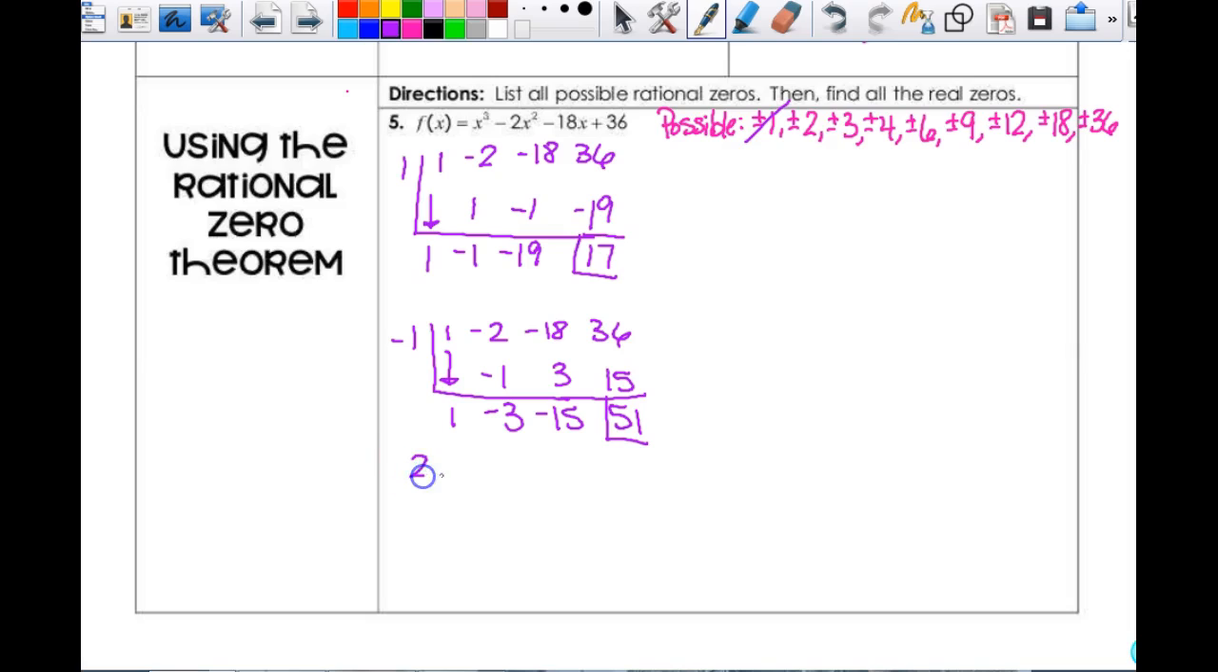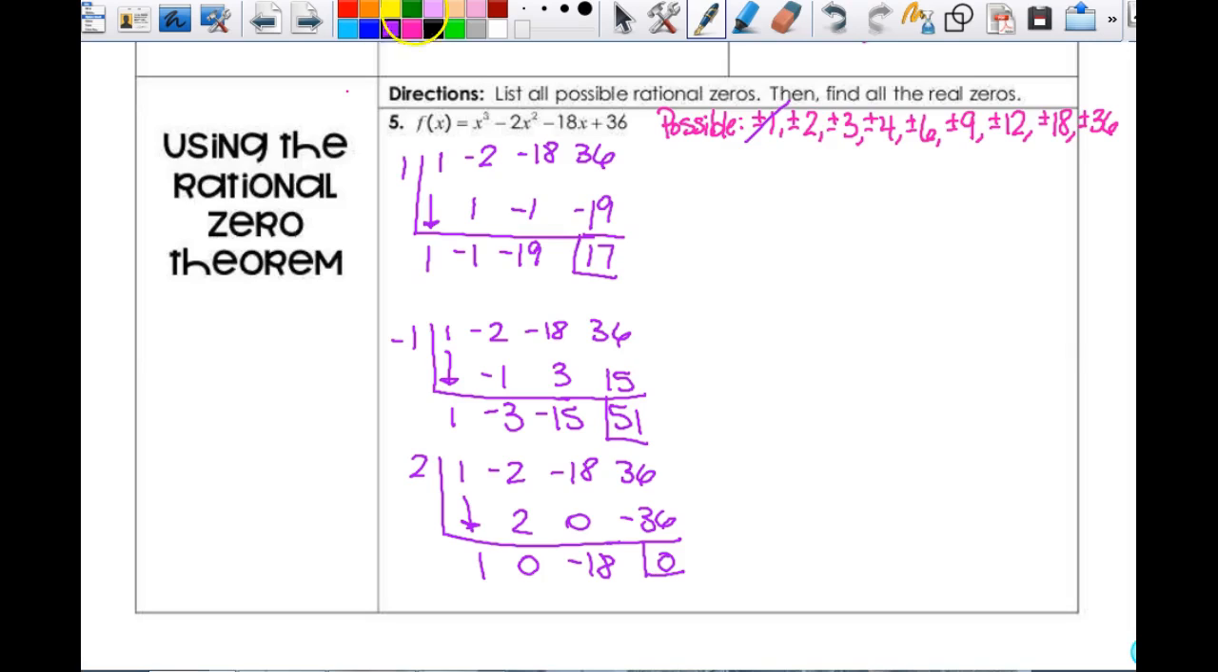So then I can go with 2. See what happens here. So 1, negative 2, negative 18, 36. 1, 2, 0, 0. Oh, finally, right? So we got one that works.